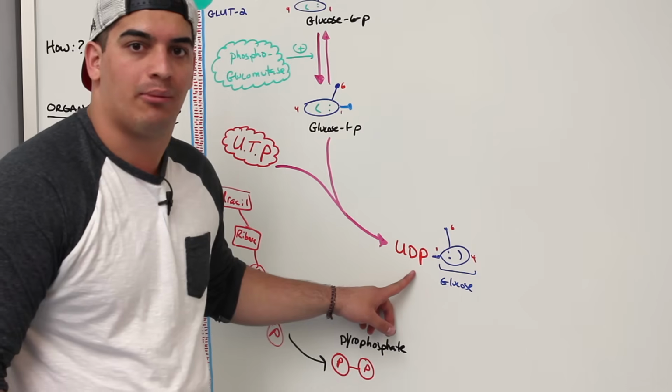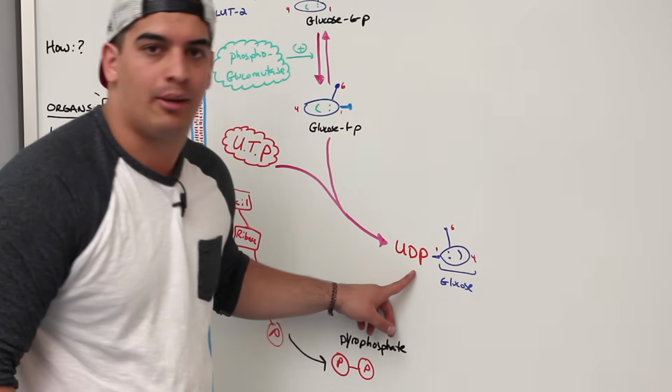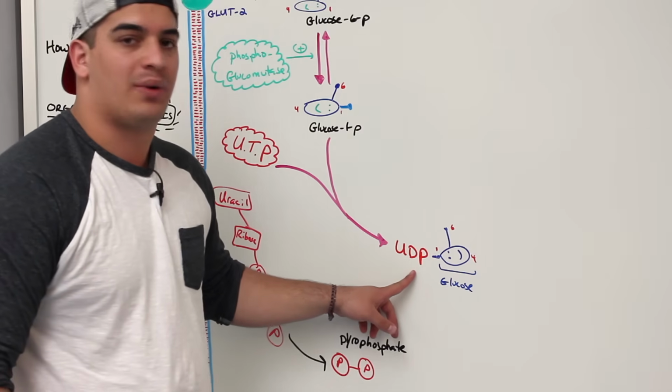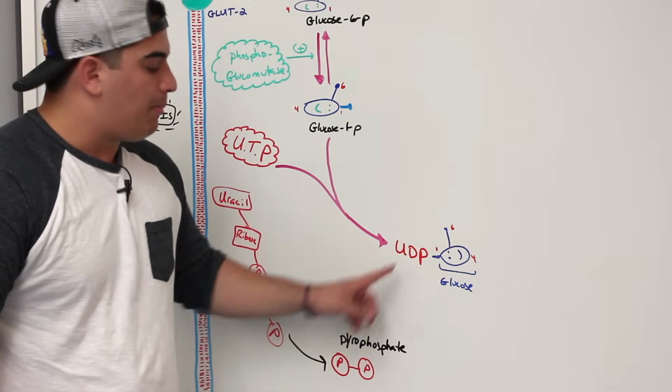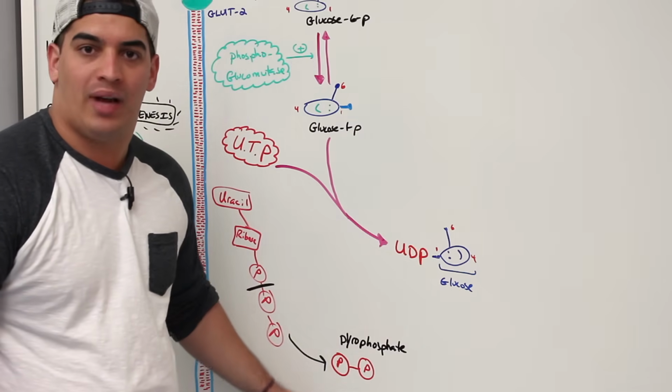It's an energy costing process, right? It's an endergonic process. In other words, the delta G of this reaction is positive. Our body has a weird way of coupling reactions. We can chemically couple reactions.